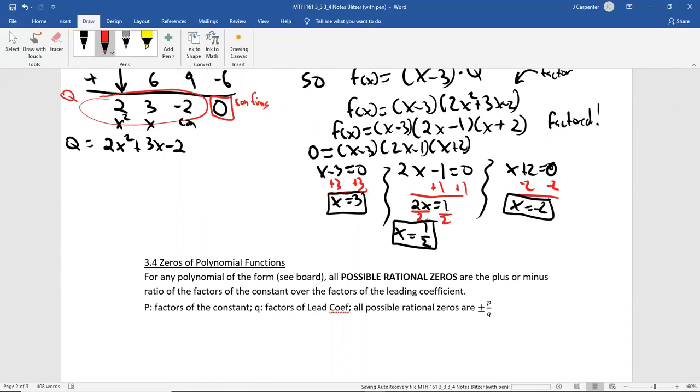Finding the zeros of a polynomial function, the most broad way of finding zeros.